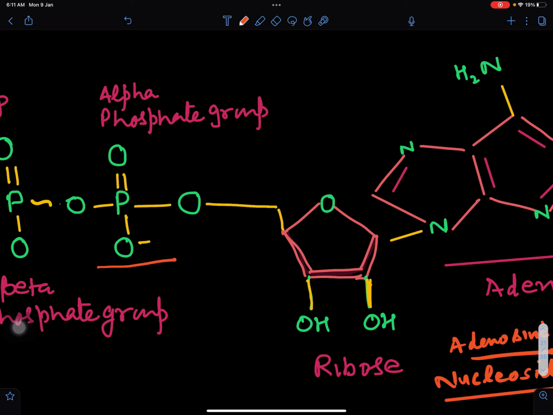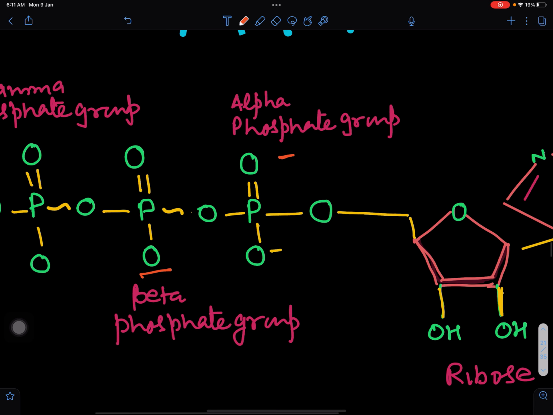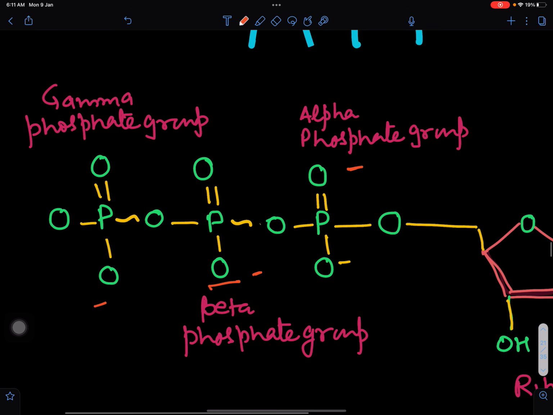So this is phosphoric acid. Here at this point, this is getting associated with phosphoric acid, and then another phosphate group. So this is alpha, which is at first position, this is beta, which is at second position, and this is gamma, which is at third position. And we can see here this bond, which is like this, right? This is called a squiggle bond. This bond shows that this compound has a lot of energy.